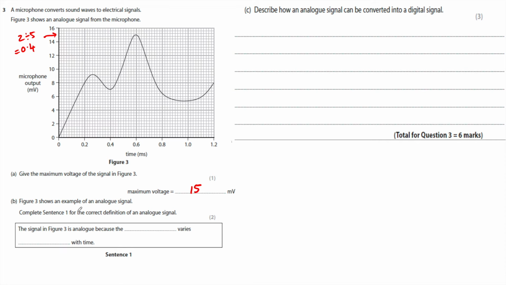Figure 3 shows an example of an analog signal. Complete the sentence, tick 1 box, for the correct definition of an analog signal. The signal in Figure 3 is an analog signal because the output voltage varies continuously with time.